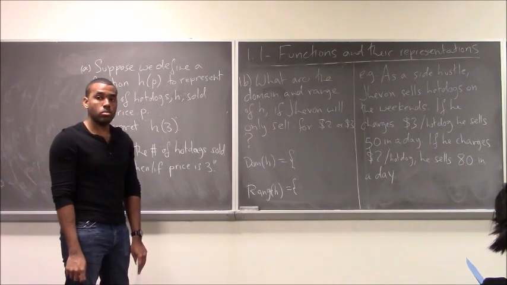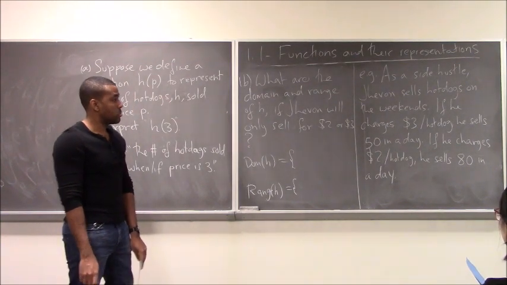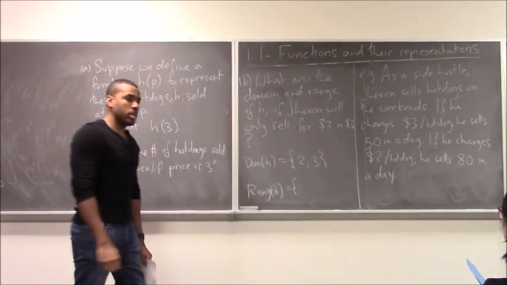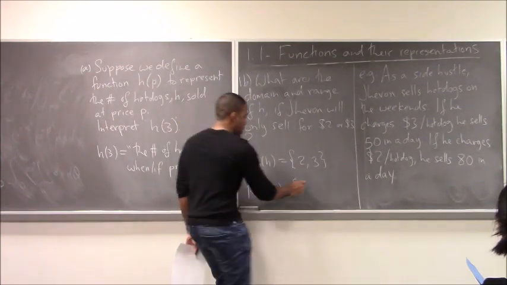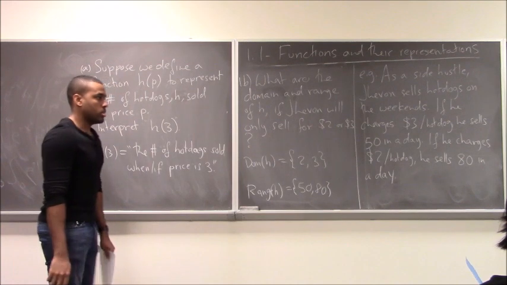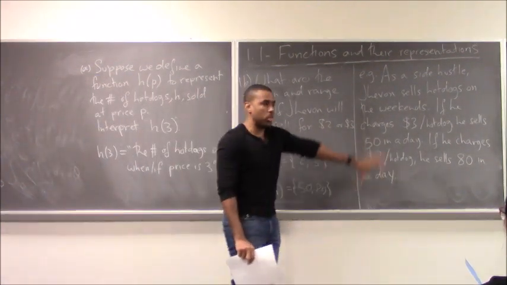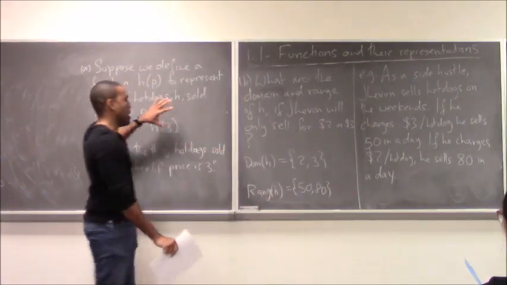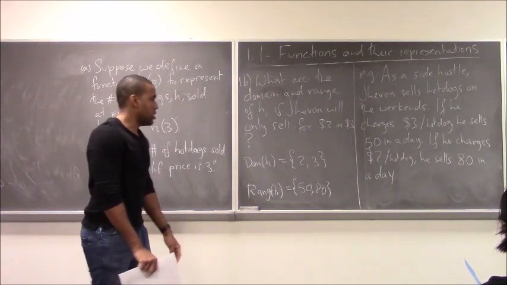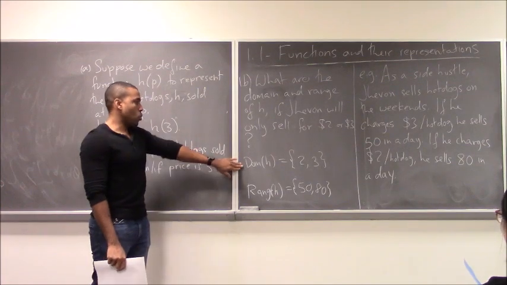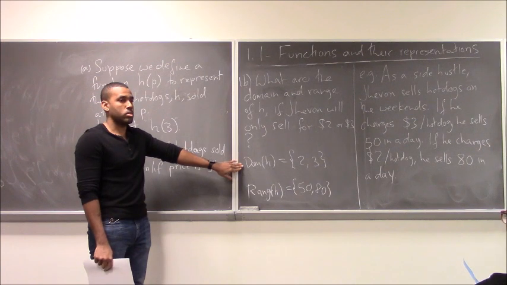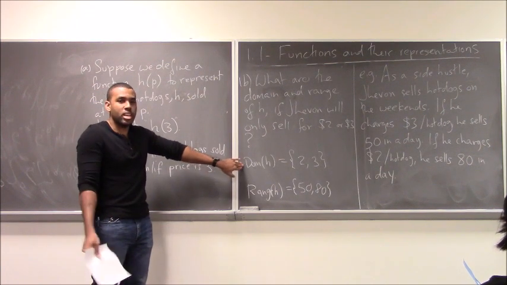Yeah? The domain of H is 2 and 3. What would the range be? Yeah. 50 and 80. So I'm kind of going from some sort of situation I'm describing in words, and I'm actually showing you how you think of things in mathematical terms, right? So let's go over this. Why is the domain 2 and 3? What is the domain doing? Yeah? It's the input. Right, the domain is the set of input values.